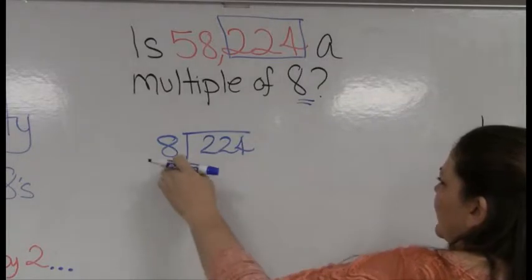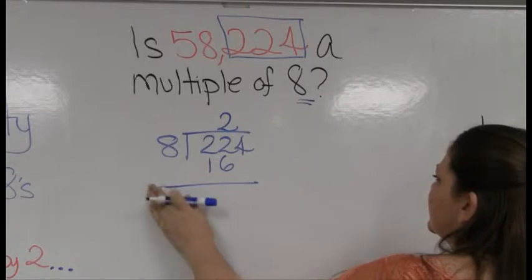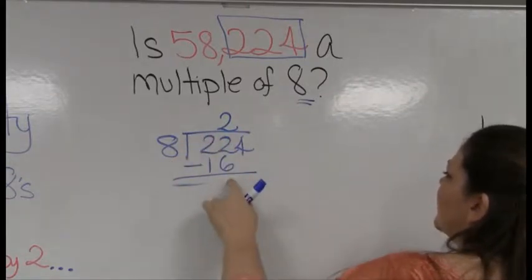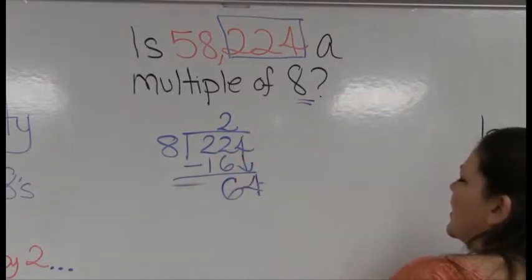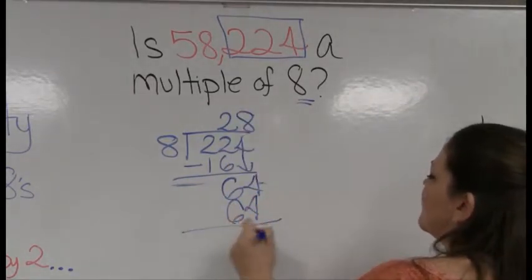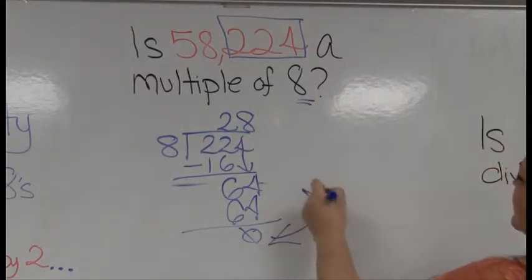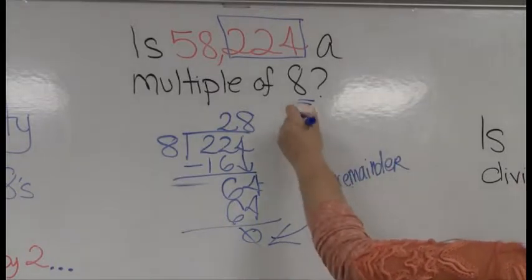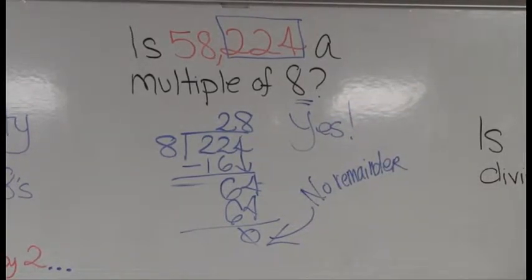So 8 goes into 22 twice, for a total of 16. And I have a remainder there of 6. Drop the 4. And 8 goes into 64 perfectly, with no remainder. So that tells us that it divides perfectly, so yes, 58,224 is a multiple of 8.